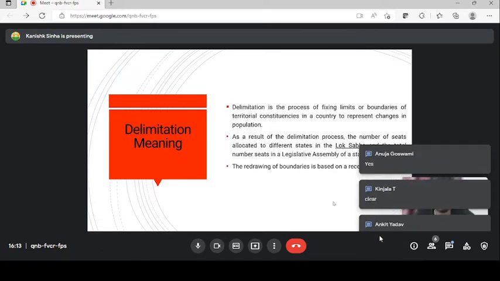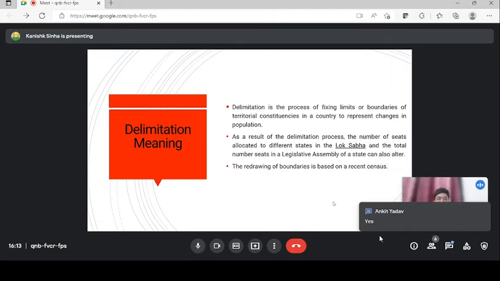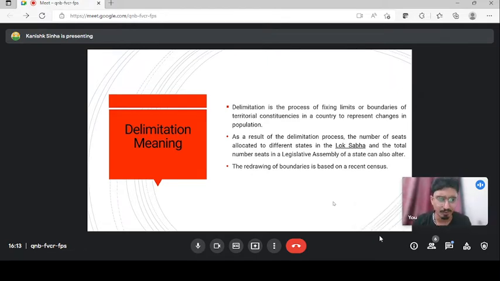Okay, good. Now understand the meaning of delimitation. The Delimitation Commission has been set up in Jammu Kashmir, and it has submitted its report. Definitely it is going to be challenged, and whatever you have seen, it has been challenged. What is the response of the Supreme Court? Let's understand what delimitation is.